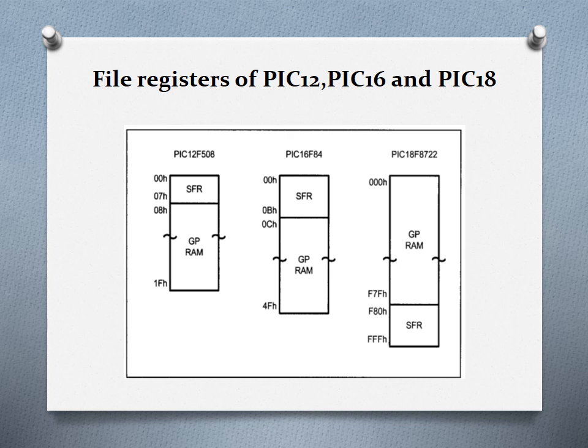In case of PIC 12, it is from 00 to 07 because it's a very small memory, and in PIC 16 it's 00 to 08, whereas in PIC 18 you can see it's 000 to 2F7 hexadecimal. So these are called general purpose registers. The other half is called the special function registers.